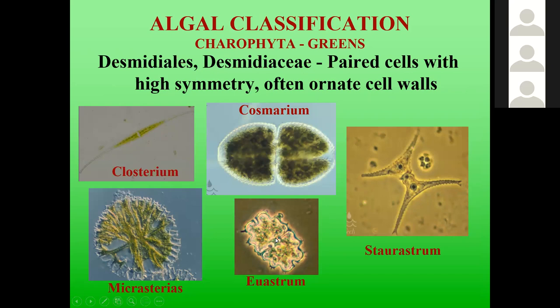This is not two cells, that's one cell with an isthmus in between, same there, same there, same there, and even same there. These tend to like acidic water, but you can find them anywhere. And if you fertilize an acid lake, you often get blooms of these.